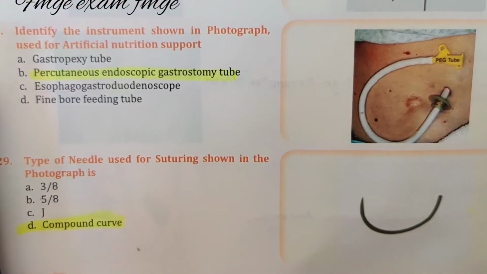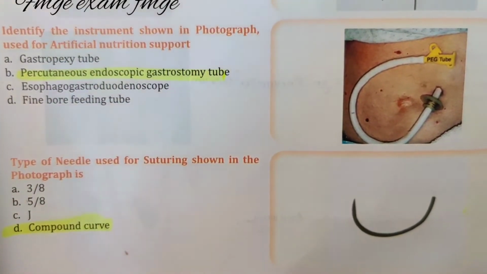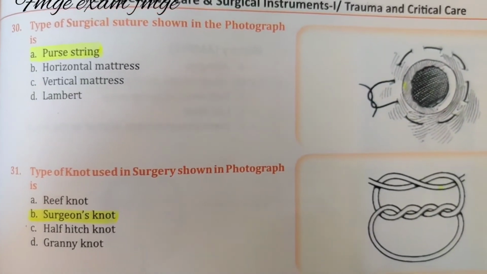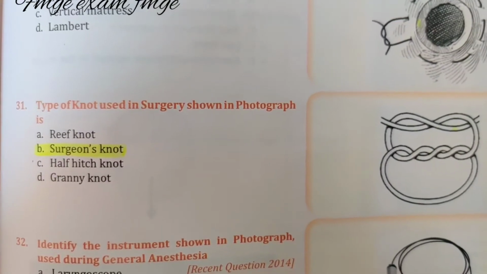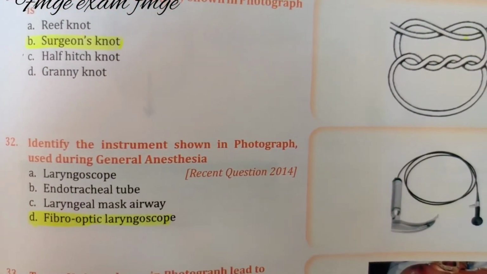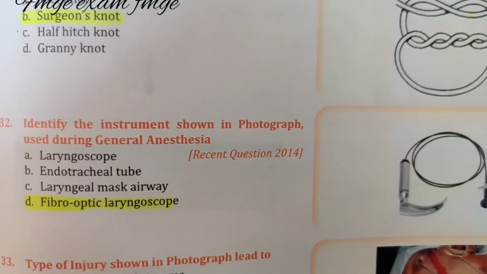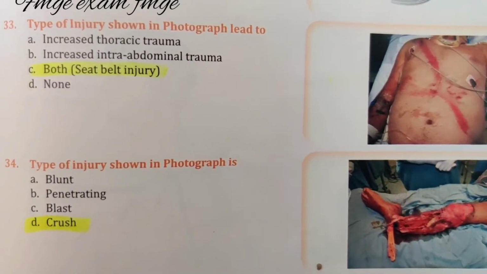Type of needle used for suturing shown in the photograph is a compound curve. Type of surgical suture shown in the photograph is first string. Type of knot used in surgery shown in the photograph is the surgeon's knot. Identify the instrument shown in the photograph used during general anesthesia: fibro-optic laryngoscope. Type of injury shown in the photograph leads to both seat belt injury.